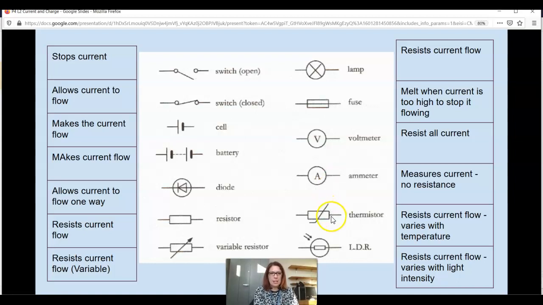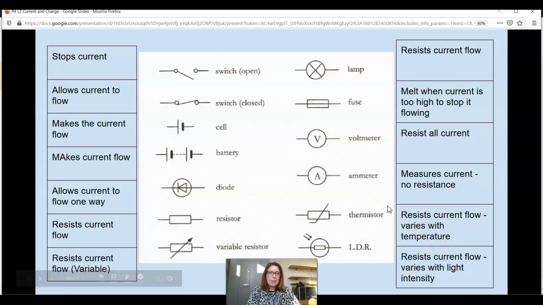Now, if you look at this picture, this is again a picture of a resistor, same as these, but it's got a different symbol through it. And this is a thermistor, and you might have come across it in a thermostat in your house. What it does is it resists current flow, but the resistance will vary with temperature.